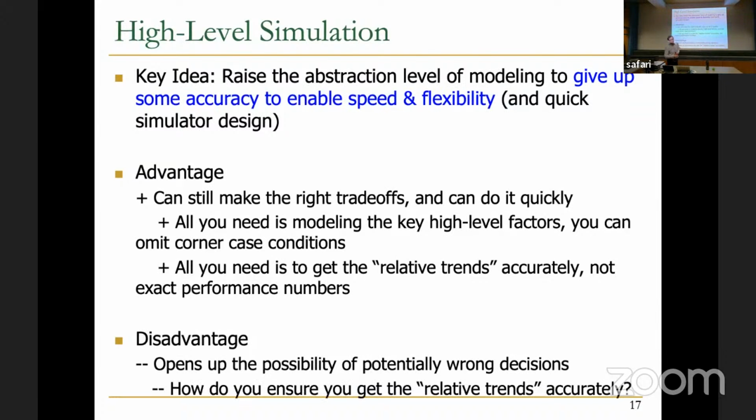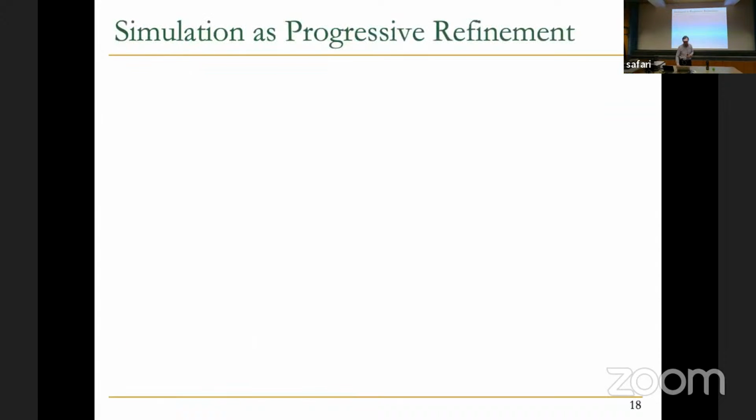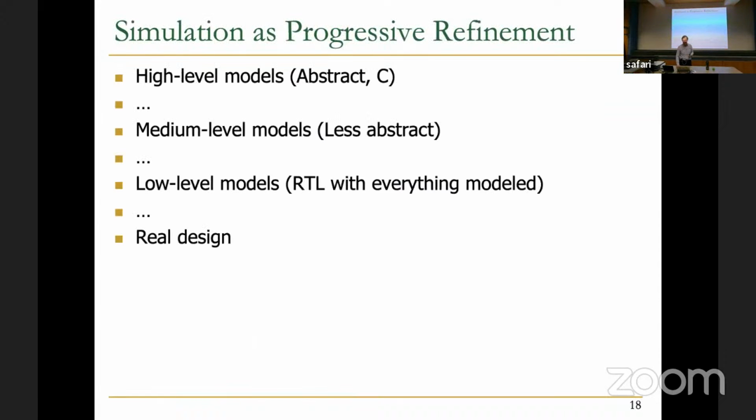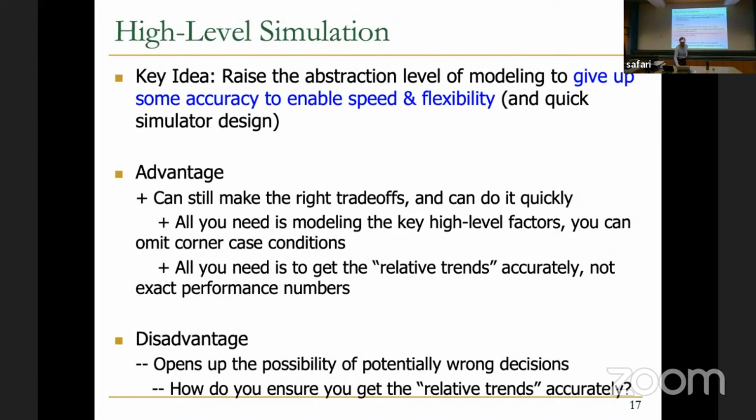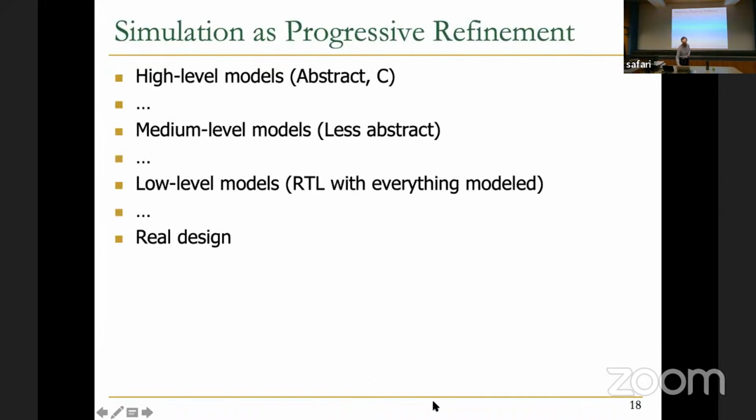So basically, the key question is how do you ensure you get the relative trends accurately? This is where, again, a lot of experience building simulators helps. So simulation is actually progressive refinement. I already said this earlier. You basically start with high-level models, build medium-level models, low-level models, and then real design. And the answer to the previous question is you gain experience through this refinement so that you go back from the real design and fix all of these simulators just enough so that you satisfy the goals that are there at each of the levels.